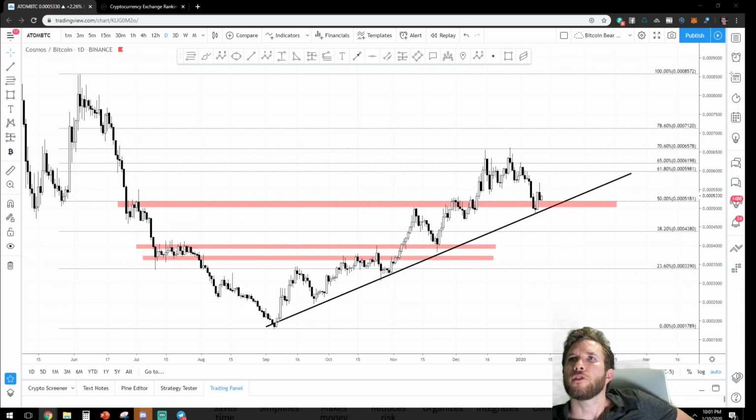What time frames do you want it to confirm to count as confirmation? I personally am almost always a 4-hour trader. That's my favorite time frame to trade.